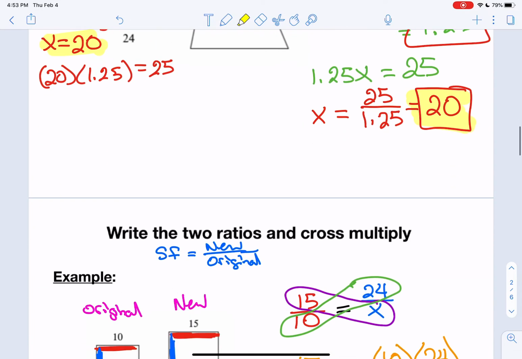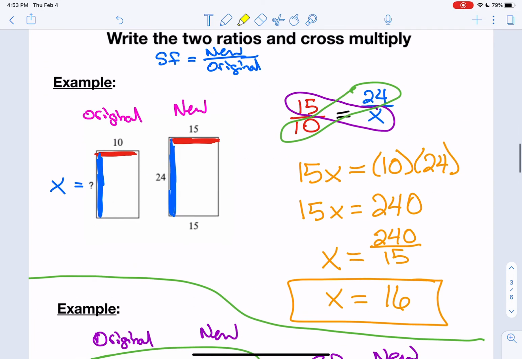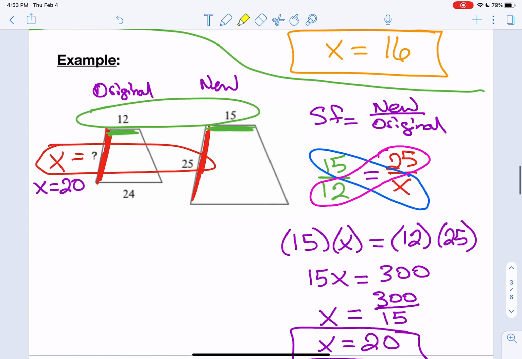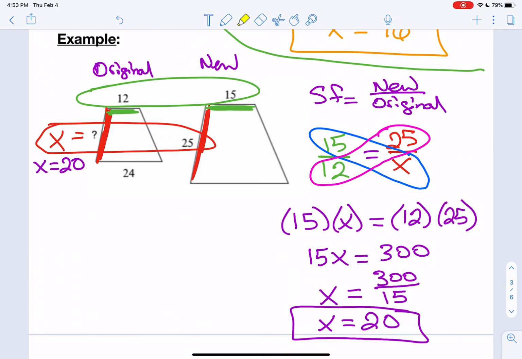Or you can set up your two ratios, your two fractions, okay? Coordinating sides make up your ratio, right? The same sides on both images make up your two different fractions, and then you can cross multiply and solve for x, and that will give you your missing side too.